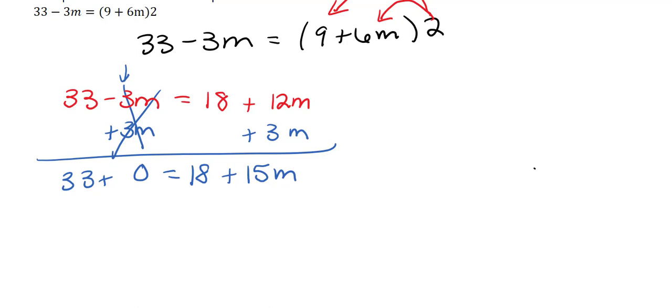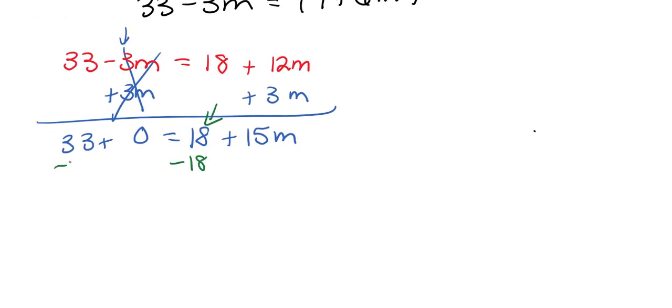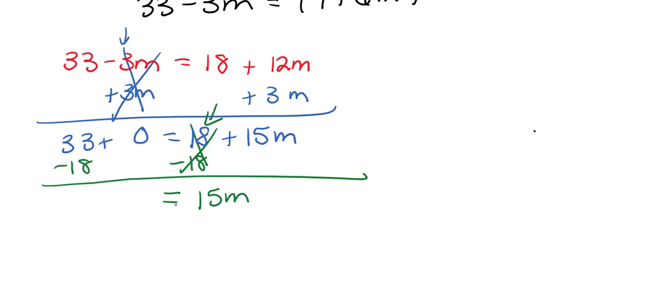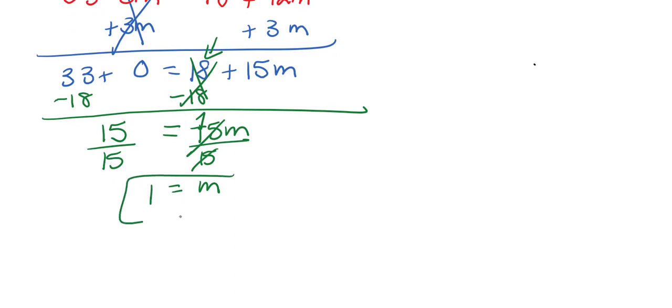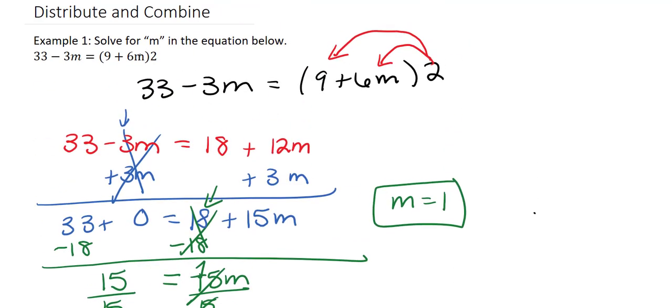Now, what's our next step? Well, our next step will be to get rid of this 18 here, because we want to get m by itself. So if we subtract 18 on both sides, that's just 0, so we can just leave it as 15m, which is equal to, on the left-hand side, 33 minus 18, which is going to be 15. And then, if we divide by 15 on both sides, the reason we do that is this just becomes 1, so we're left with just m on the right-hand side, and 15 divided by 15 is 1. So m is equal to 1. That means we can plug in m as 1, and this equal sign will have the same number on the left and the right-hand side to make the equation true.